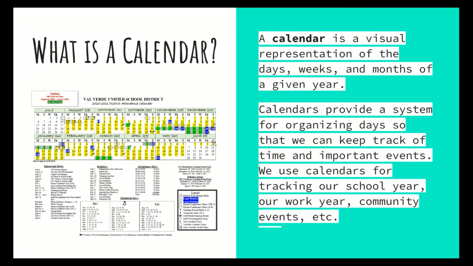So what is a calendar? Well, a calendar is a visual representation of the days, weeks, and months of a given year. Calendars provide a system for organizing days so that we can keep track of time and other important events. We use calendars for tracking our school year, our work year, community events. Different businesses use different calendars. So there might be a calendar of ongoing events at a theme park. There might be a calendar of ongoing events at a museum or other establishment.